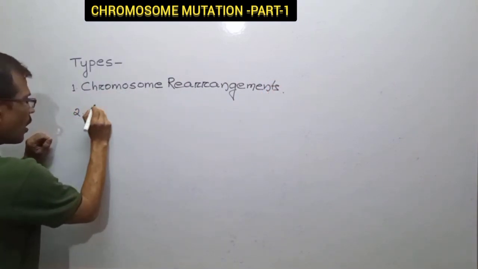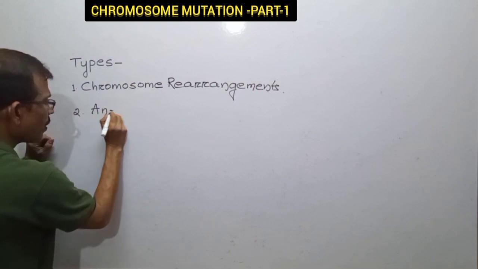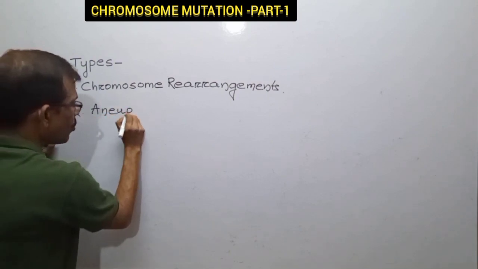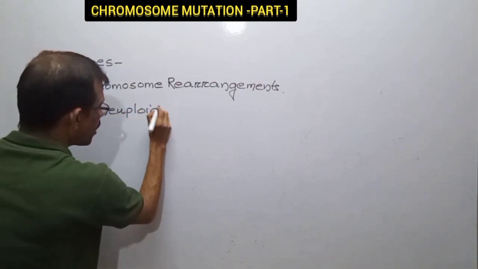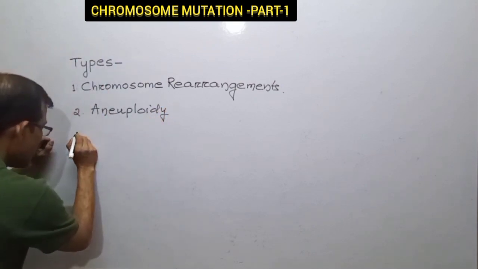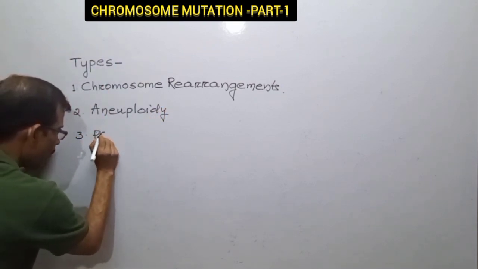Number two, aneuploidy. And number three, polyploidy.